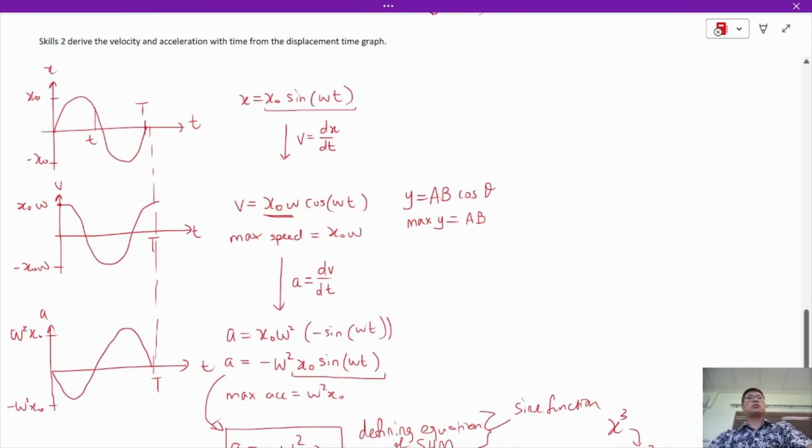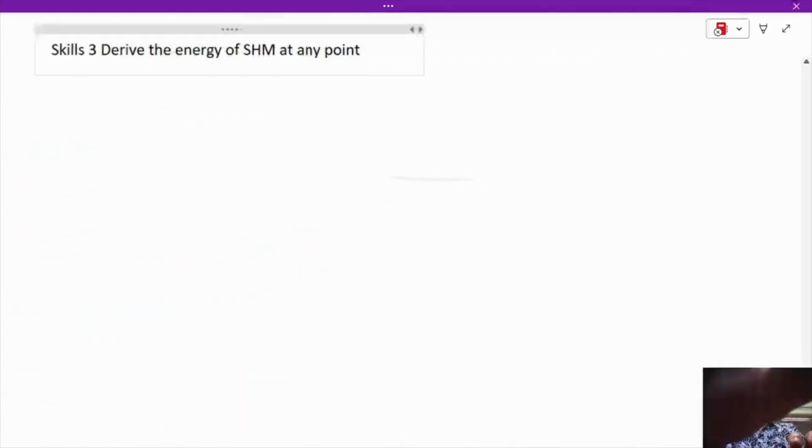We are now able to derive the velocity and acceleration with time from the displacement time graph. Now let's move on to the second part of simple harmonic motion, and we're going to talk about energy. So we're going to talk about skill 3, which is to derive the energy of the SHM at any point.